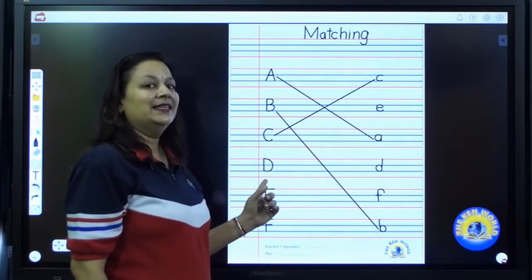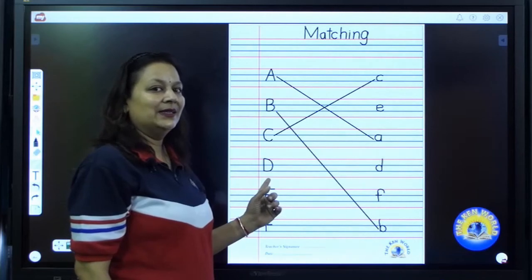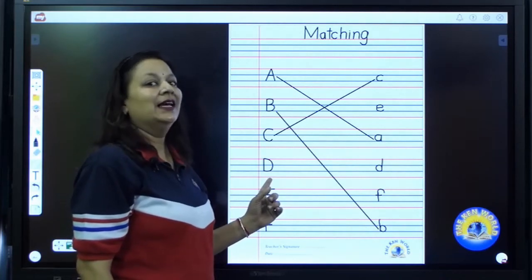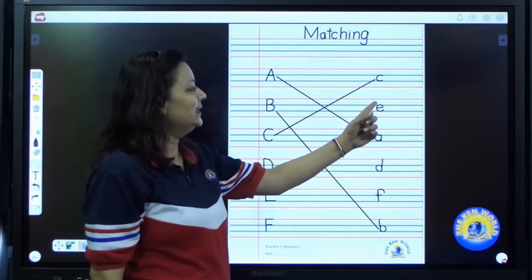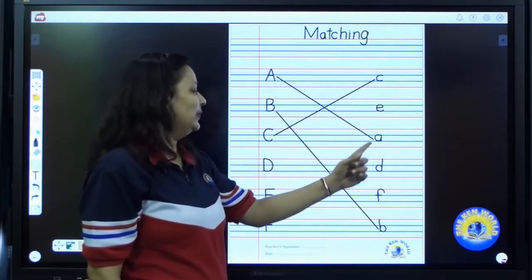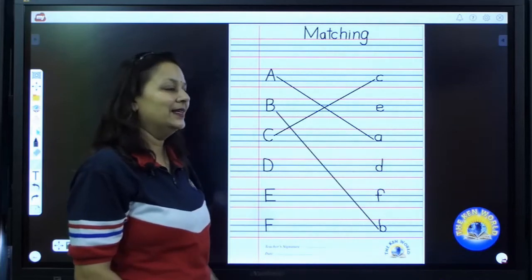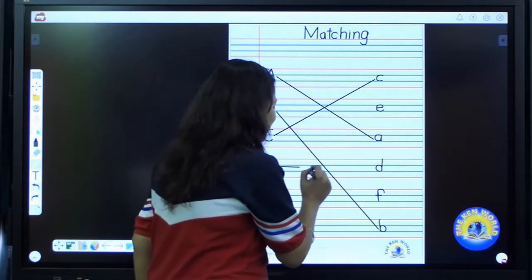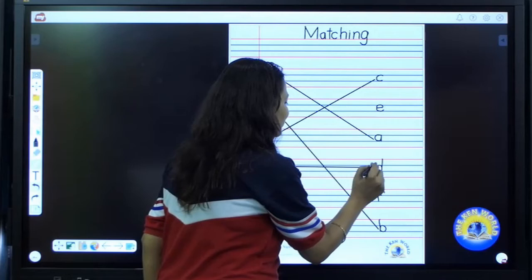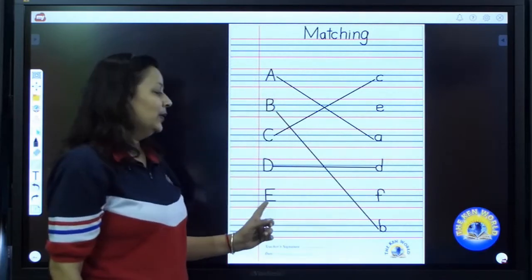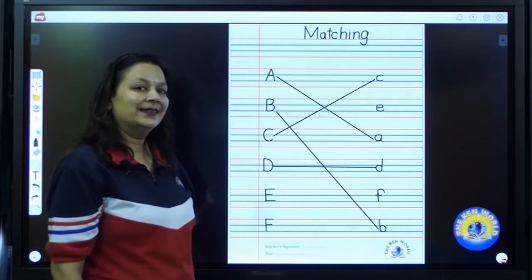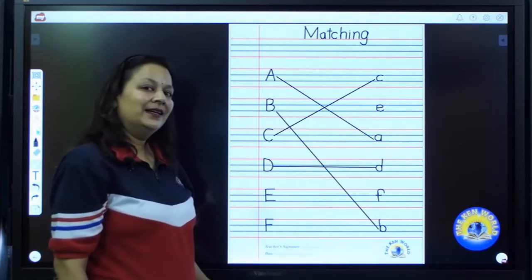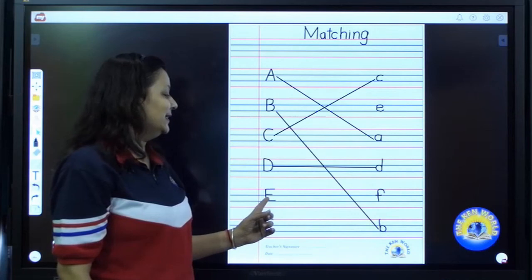Which letter is this? Uppercase D. So we have to match it with lowercase d. Spot out where is lowercase d. Is this D? No. Is this D? Yes. So we are going to match D with D. Now it's your turn to do matching. Done? Now which letter is this?